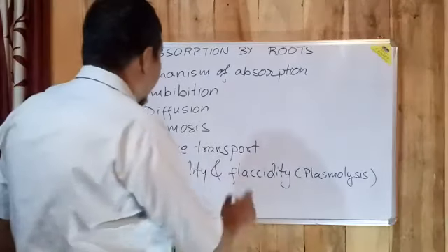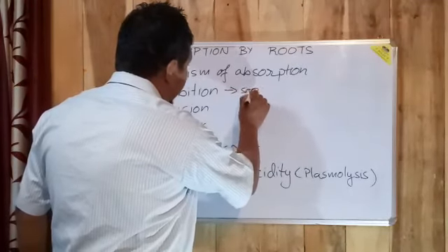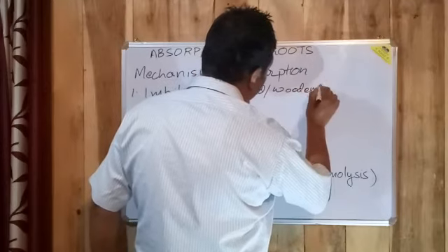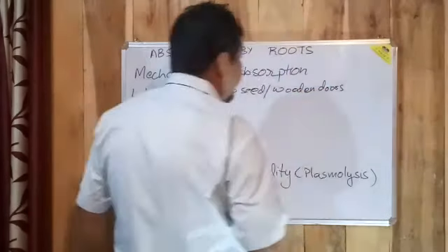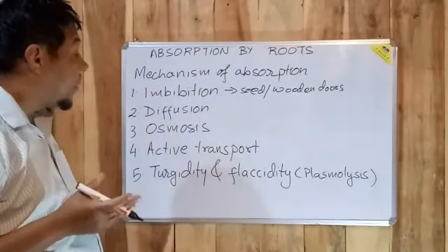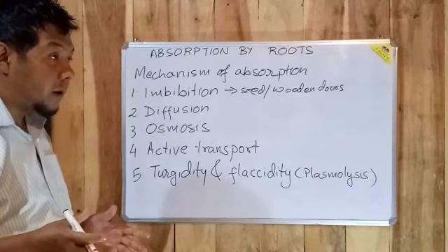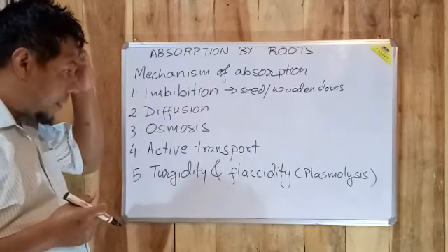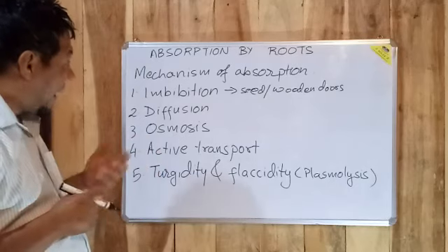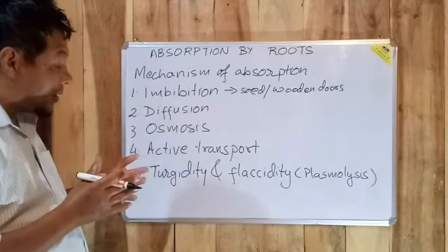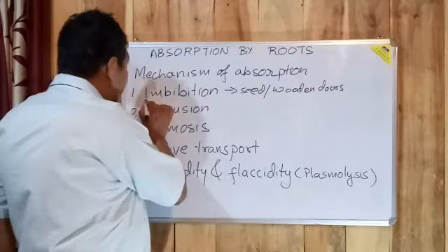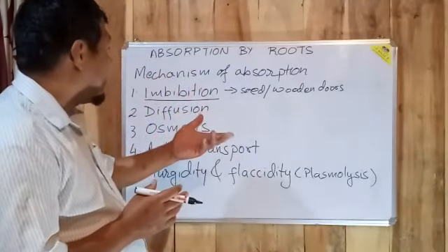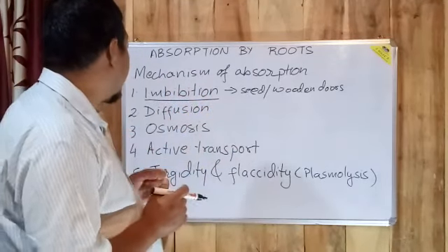Now, what is imbibition? The seeds of the plant, or wooden doors, swell up during the monsoon season. You may have noticed this when mummy is preparing beans or gram for breakfast. The night before, she soaks them in water, and the next day you see all these seeds swell up. That is imbibition, the absorption of water by dry seeds or wooden doors.